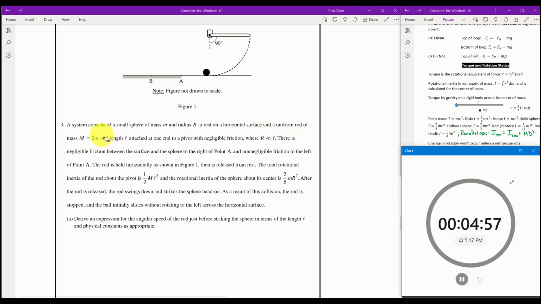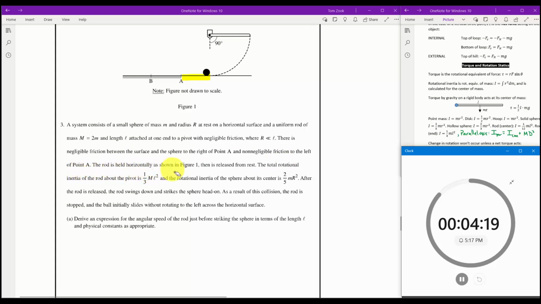All right, so it says a system consists of a small sphere of mass m and radius r, there it is, on a horizontal surface and a uniform rod of mass capital M equals little m times 2, and length L, all right, it's up there, attached to one end of the pivot with negligible friction, where r is much smaller than L. There is negligible friction between the surface and the sphere to the right of point A. That would be here. So there's no friction there. And non-negligible friction to the left of point A.